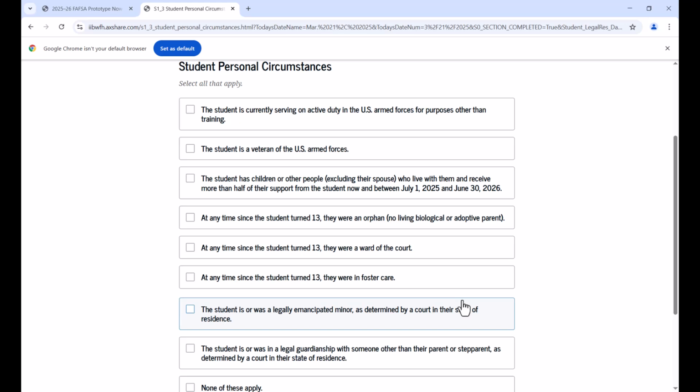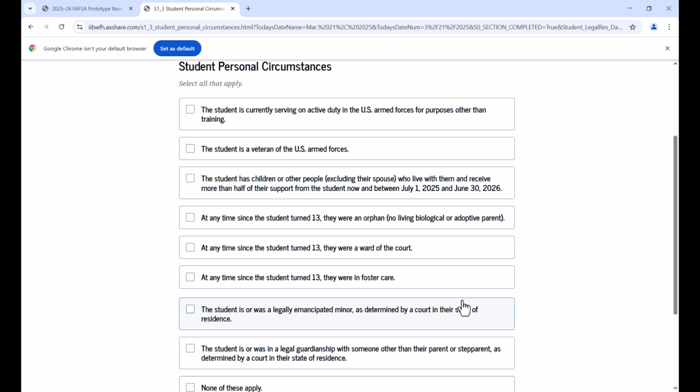So the first question is asking, the student is currently serving on active duty in the U.S. Armed Forces for purposes other than training. So this does not count if a student is in the National Guard or anything like that. In order for a student to be able to select yes to this question, they will need to be in active duty and actually have orders. So if they do not have any active duty orders, they will not select yes to this question. The next question is, the student is a veteran of the U.S. Armed Forces. Pretty self-explanatory there. If that applies to them, they will select yes.